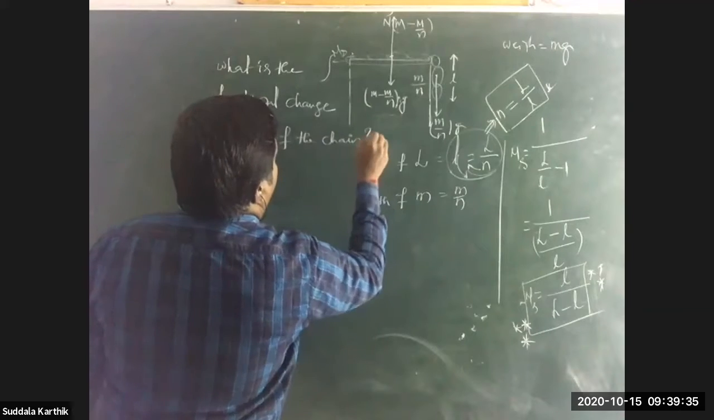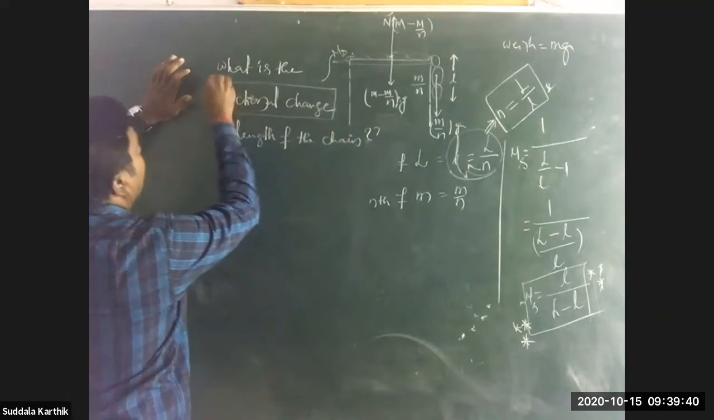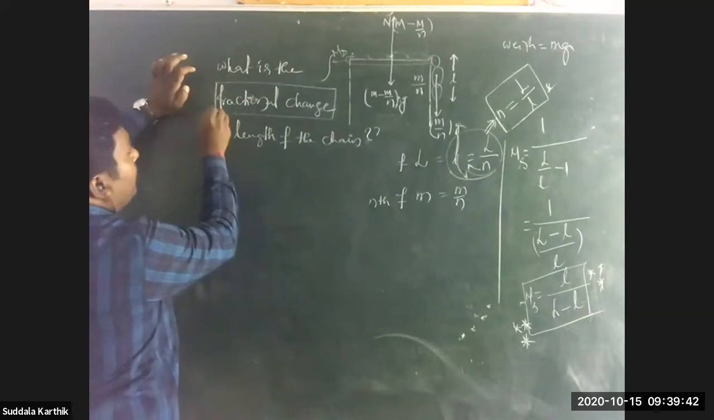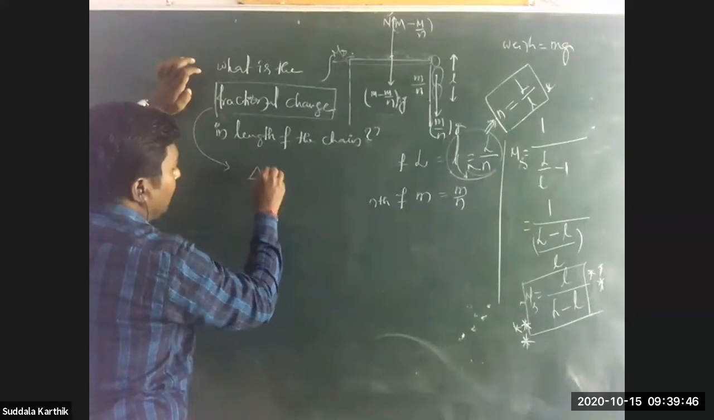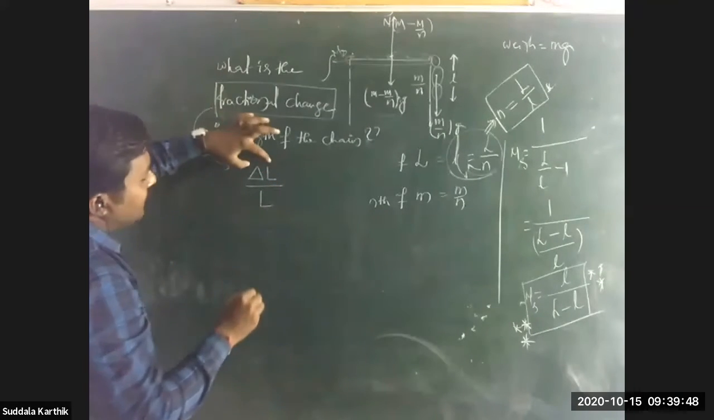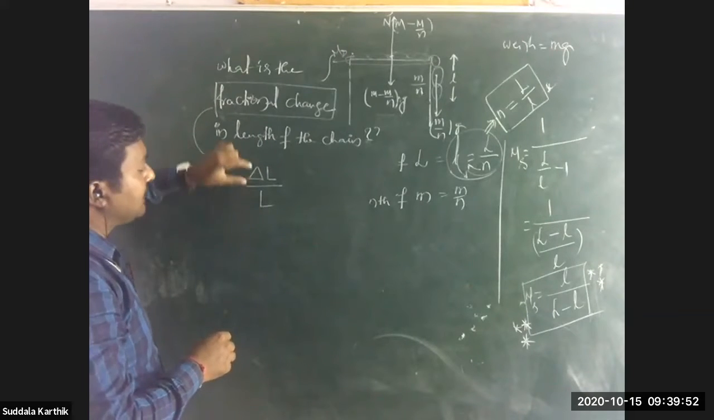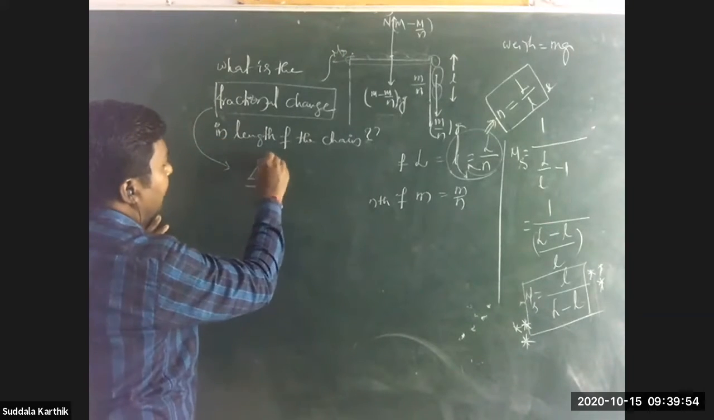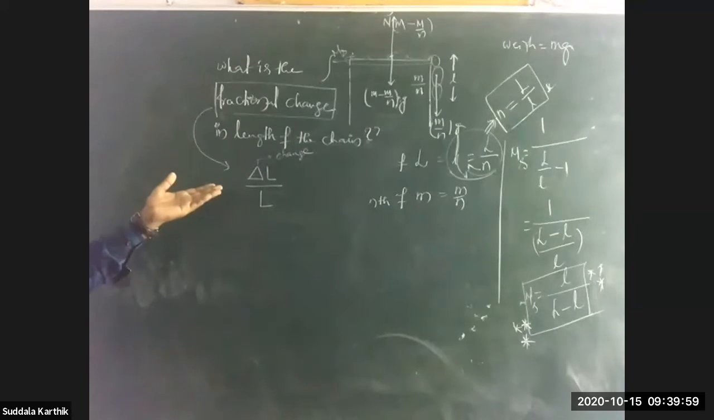Fractional change is actually a mathematical term. For this purpose, first of all, you have to write delta capital L by capital L: change in length by original length. It's the formula. Already I told you delta is nothing but change. You know very well about this; we have discussed it in the first chapter.